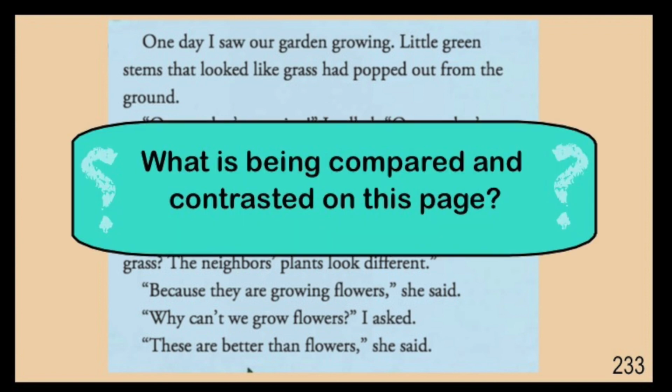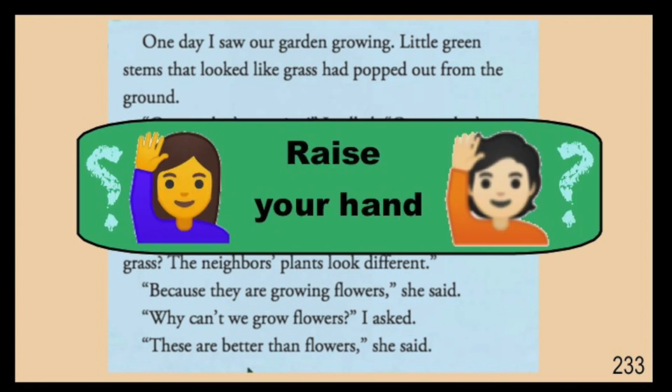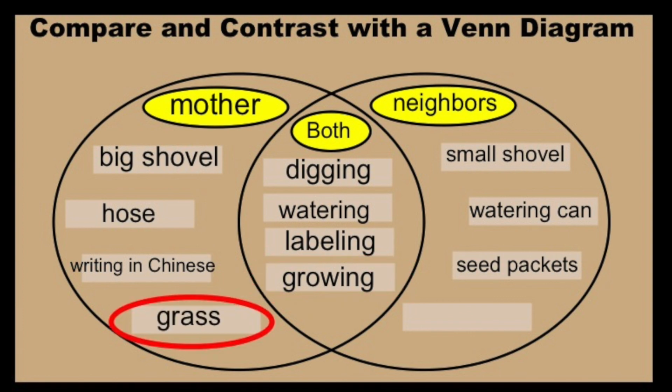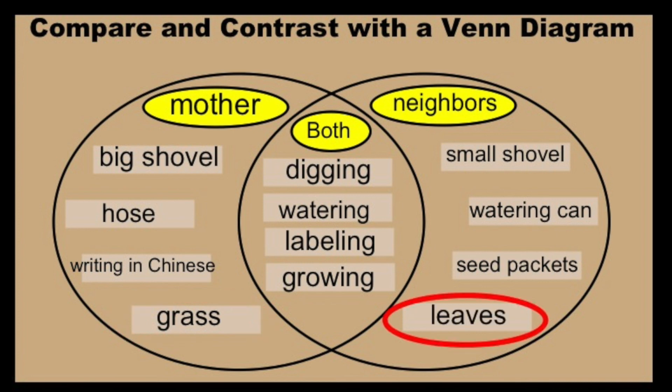So what was being compared and contrasted on this page? Raise your hand if you have an idea. So yes, on this page, everybody's garden is growing, but Mother's garden looks like grass and the neighbors' gardens look like little leaves. Let's continue reading.